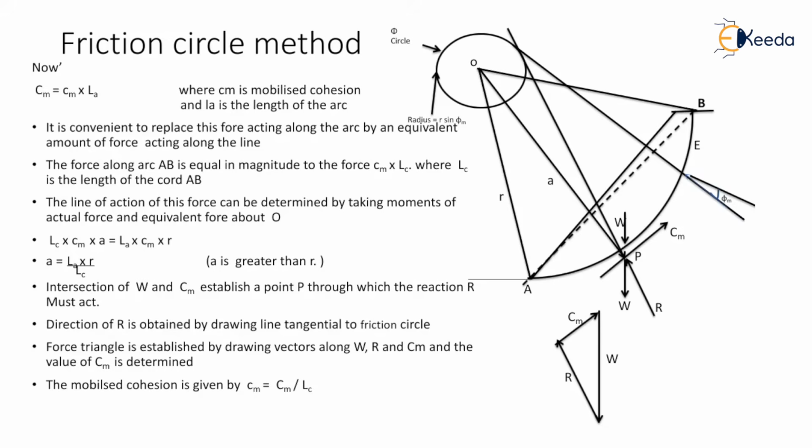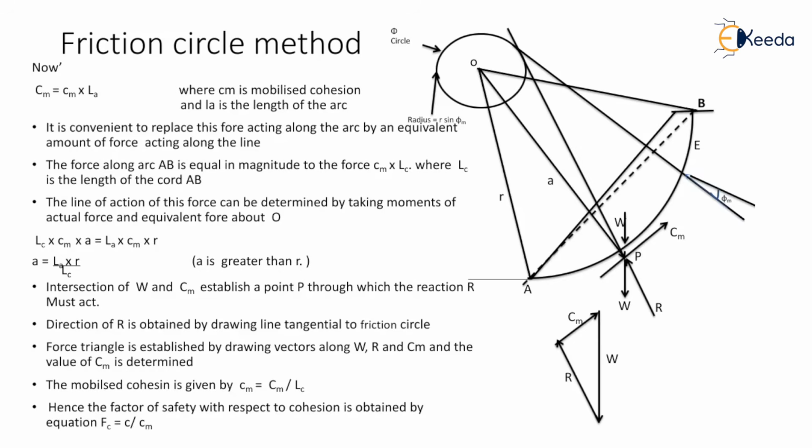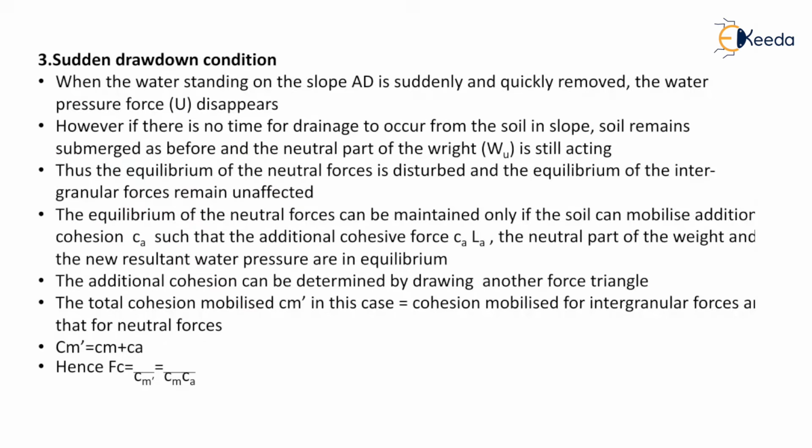The mobilized cohesion is given by small cm equal to capital CM into L divided by LC. Once we obtain the value of CM, we can determine the factor of safety with respect to cohesion by the equation FC equals C upon CM, where the value of C is already determined with the help of experiment and CM we have determined theoretically. So FC means the factor of safety with respect to cohesion.